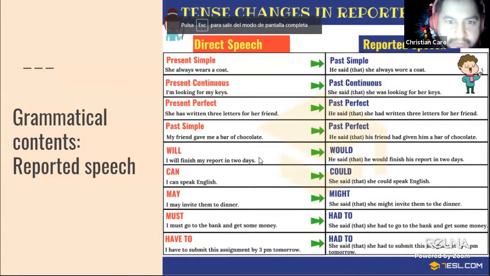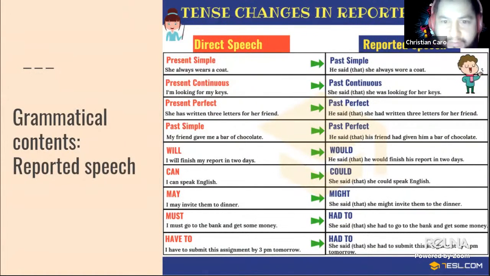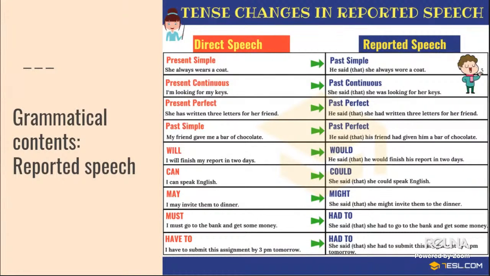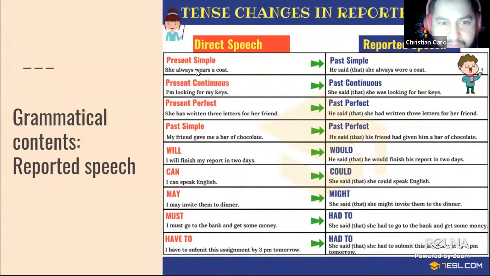So we were saying that in English we have direct speech and reported speech. Speech is like a discourse, and when we report direct speech through reported speech, normally we consider more than two people. For example, when we report the present simple, if we use backshift, we jump to the past. So instead of saying "she always wears a coat," we say "he said that she always wore a coat." So from wears to wore, from present simple to past simple.